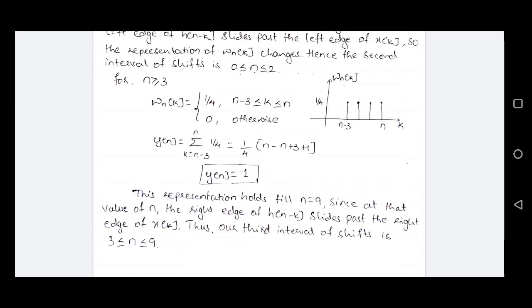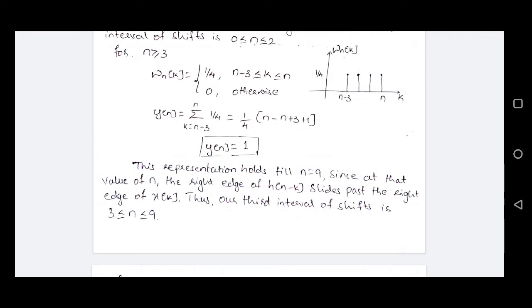And this representation, the output y of n equals 1, will hold good until what value? Until there is a change in the mathematical representation. And when does that occur? When n is equal to 9. Now when n is equal to 9, the right edge of h of n minus k, that is the sample value represented by n, will slide past the right edge of x of k, because x of k is present till 9 only.